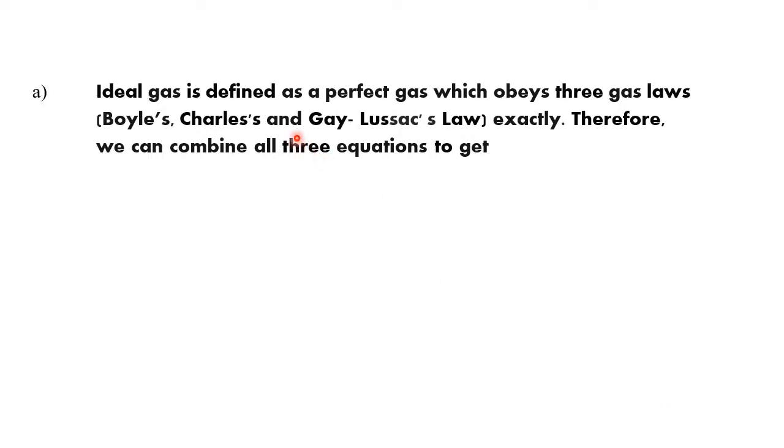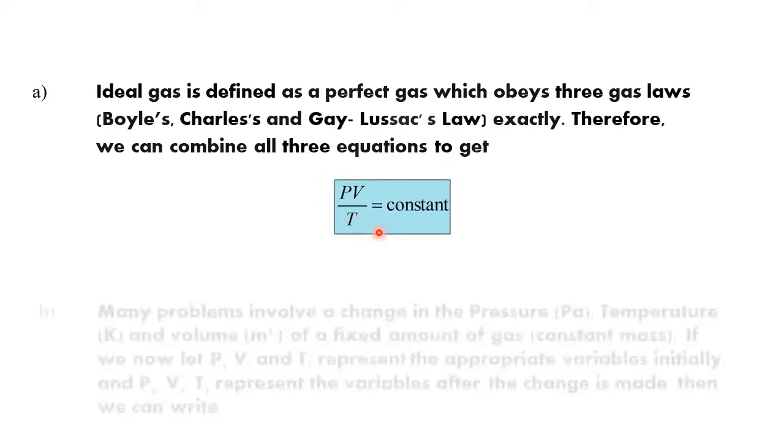Ideal gas is defined as the perfect gas which obeys 3 gas law, Boyle's, Charles, and pressure law. Okay. The other name for Guy-Lussac's law is pressure law. Okay, it is easier. Ideal gas is defined as a perfect gas which obey three gas law exactly. Therefore, we can combine all three equations to get PV over T is constant.